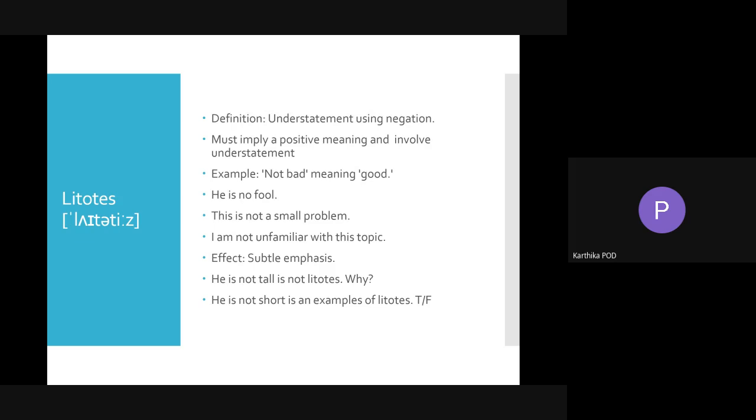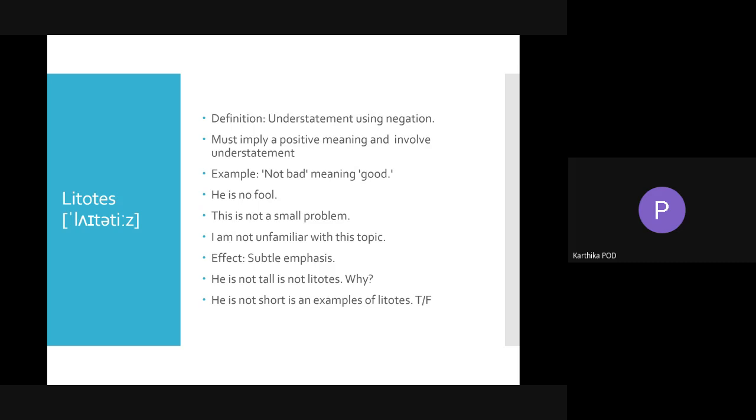For example, if I ask how he is, and I say not bad, what does that mean? Not bad means he's good. Or if I say he is no fool, it means he is an intelligent person. When I say this is not a small problem, it means it is a big problem.